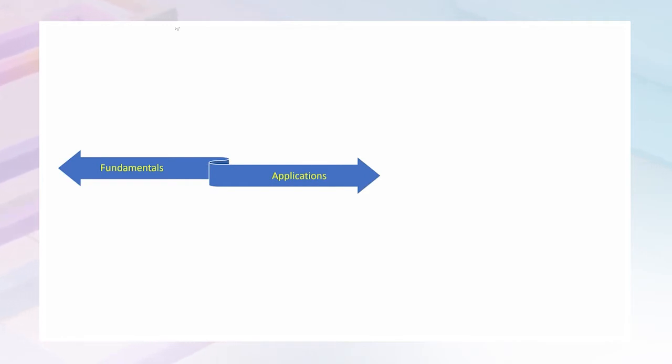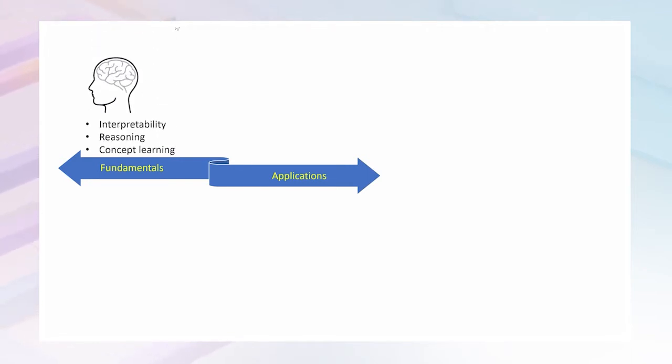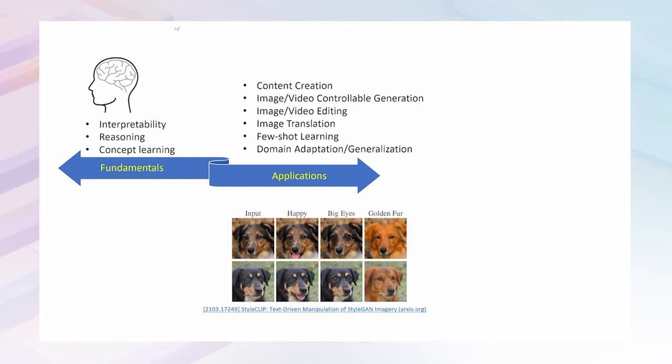Disentangled representation learning is important for both fundamentals and applications. For fundamentals, it can help interpretability, reasoning, concept learning, and so on. For applications, it can benefit controllable generation, editing, domain generalization, and so on. For example, given a dog image with disentangled representation, it is possible to control the image according to the text: make the dog happy, make their eyes bigger, while keeping other attributes the same.